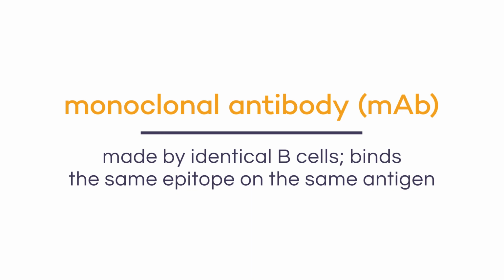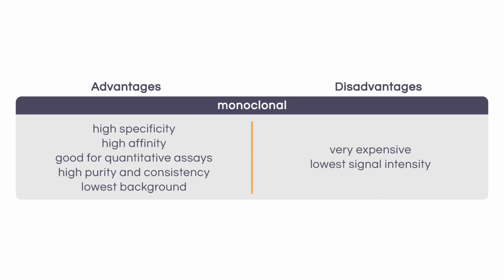Monoclonal antibodies represent a single antibody species that is made by identical B cells and bind the same epitope on the same antigen. These antibodies tend to be highly specific for the protein target and bind with very high affinity. These are good for quantitative assays because they have high purity and consistency, but they tend to be very expensive. Overall, monoclonal antibodies tend to result in the lowest background of primary antibodies, but they can also result in the lowest signal intensity due to only one antibody binding to one antigen.